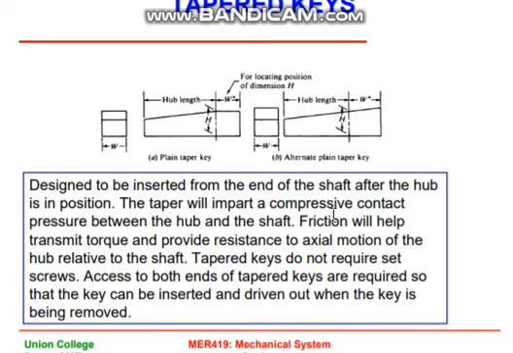The taper will impart a compressive contact between the hub and shaft. Friction will help transmit torque and provide resistance to axial motion of the hub relative to the shaft. That means axial motion between the hub and the shaft is prevented because of the taper. So tapered keys do not require set screws, but if it is parallel keys or feather keys, then you may need a set screw, because there may be some kind of gap there.